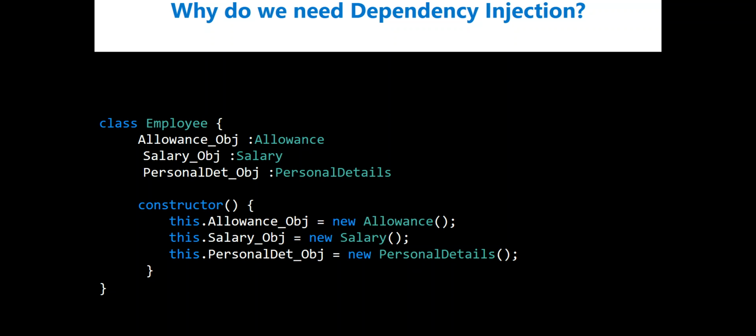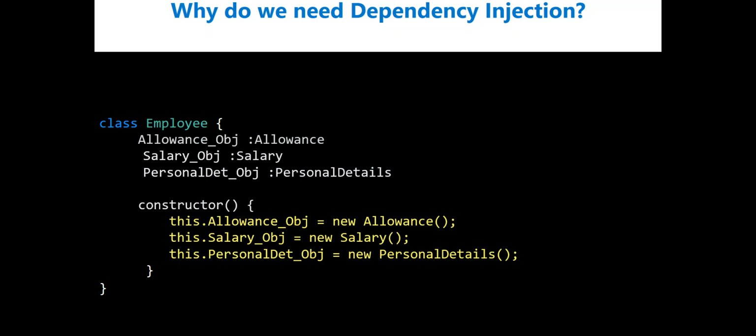So this is a simple employee object with a constructor which has three objects instantiated inside the constructor block. Can you figure out the problem with this source code? It looks great, right? So what else is the problem you see here? Okay, let me tell you. The problem is in this particular area.